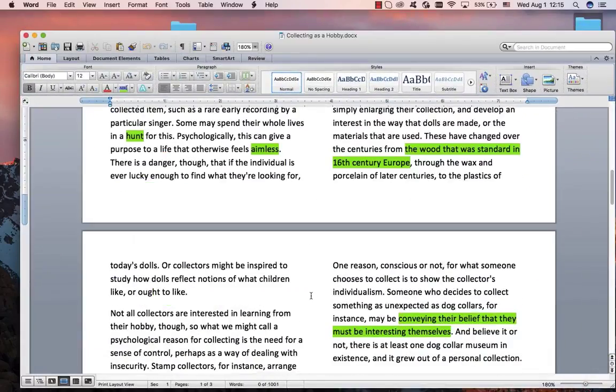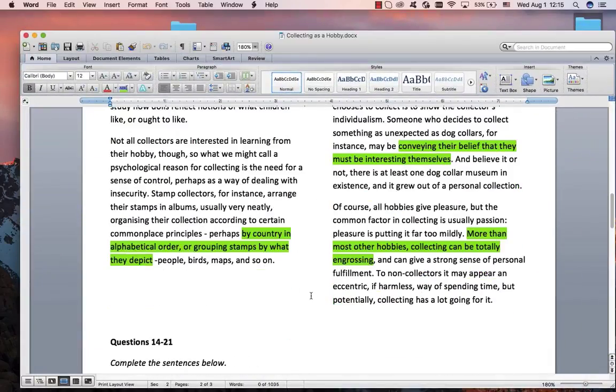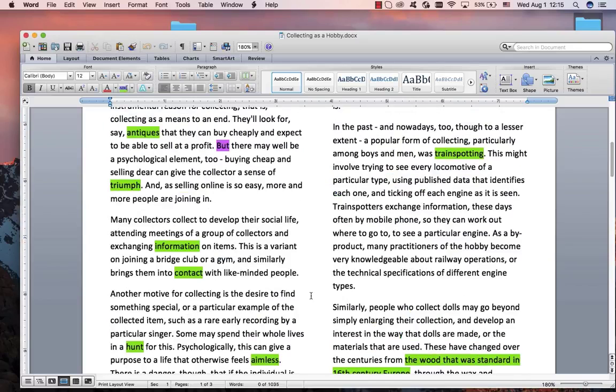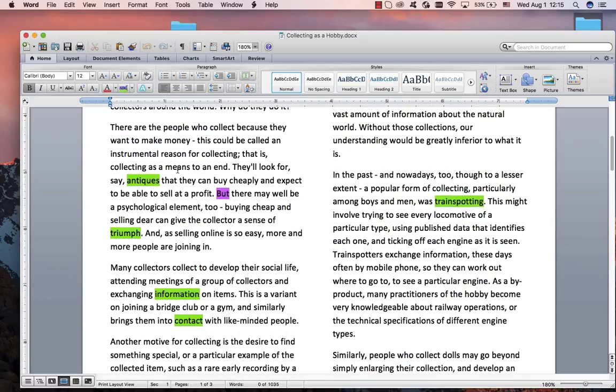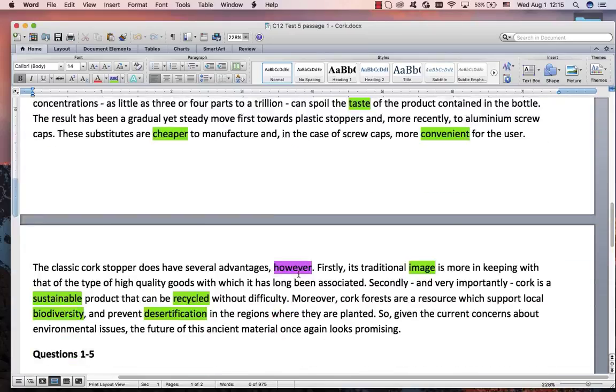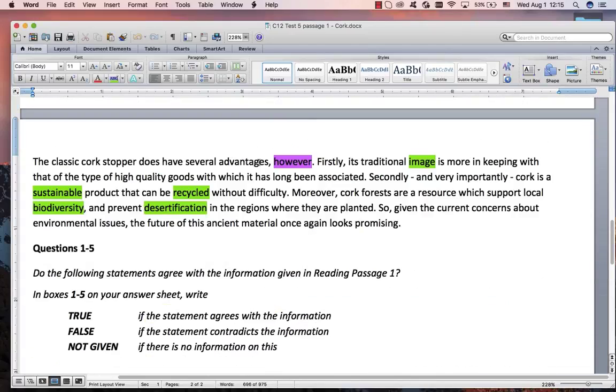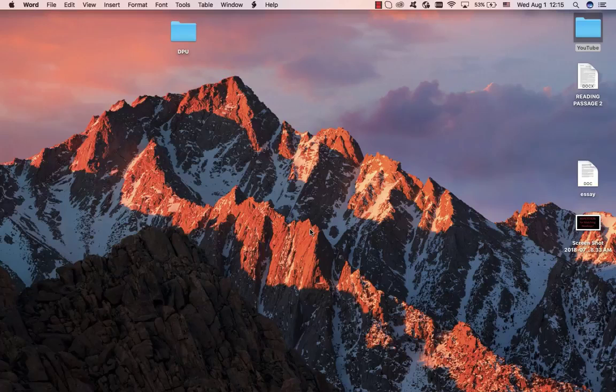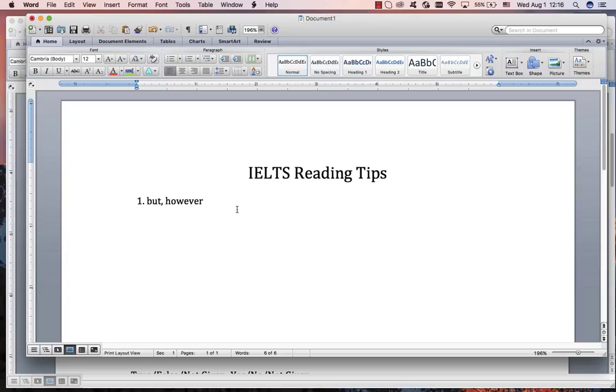In collecting, there wasn't much. As I said, different writers have different styles, so this writer didn't really use it. Only one, that but over there, introduced this sentence over here, and that was one of the answers. And then in Cork, there was also only one, just mentioning these advantages and introducing this list. So not too many in the last two, but I hope you can see that's enough evidence for you to see how important these words but and however are. So we're going to add that to our list.